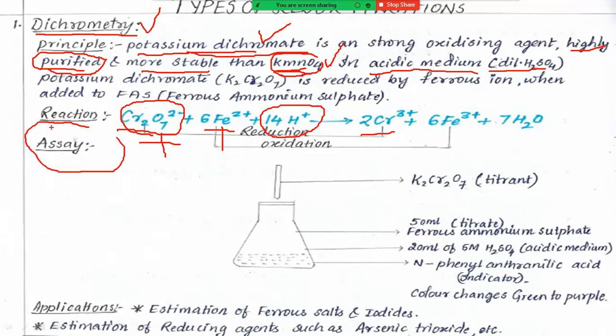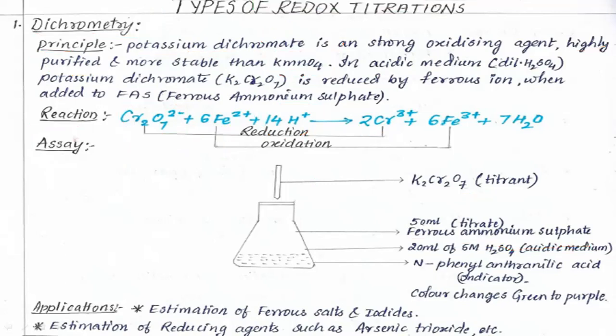So what is the assay? In an assay procedure, we are estimating an analyte. Here we are estimating ferrous ammonium sulfate by using potassium dichromate. Okay. So here potassium dichromate doesn't have any standardization procedure. This is very important. Why? Because it is a primary standard solution, right? So in the assay procedure, we are estimating the analyte, and here the analyte is ferrous ammonium sulfate.